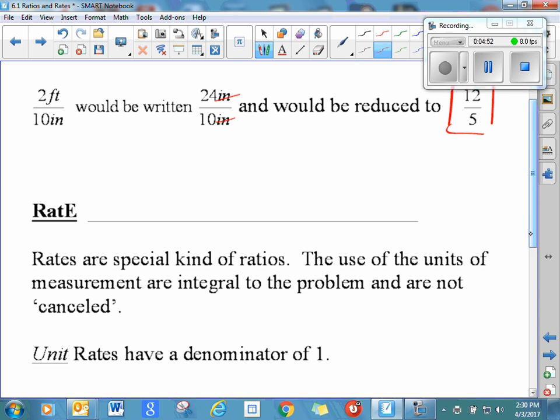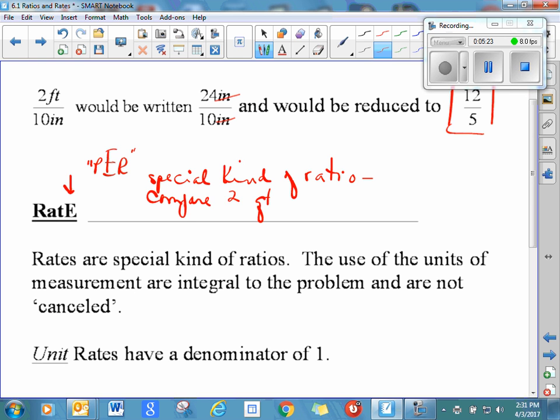Now we're going to introduce the idea of rates. And this capital E stands for per, and I'll explain that in a minute. And this is a special kind of ratio. In other words, we're comparing two units, but now the two units are different units. So we compare two quantities that have different units.